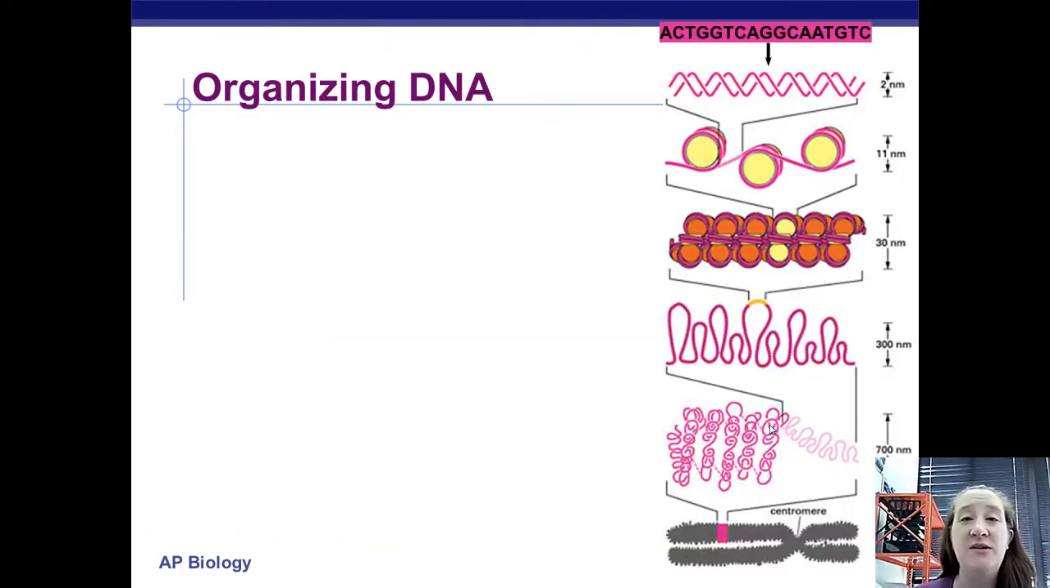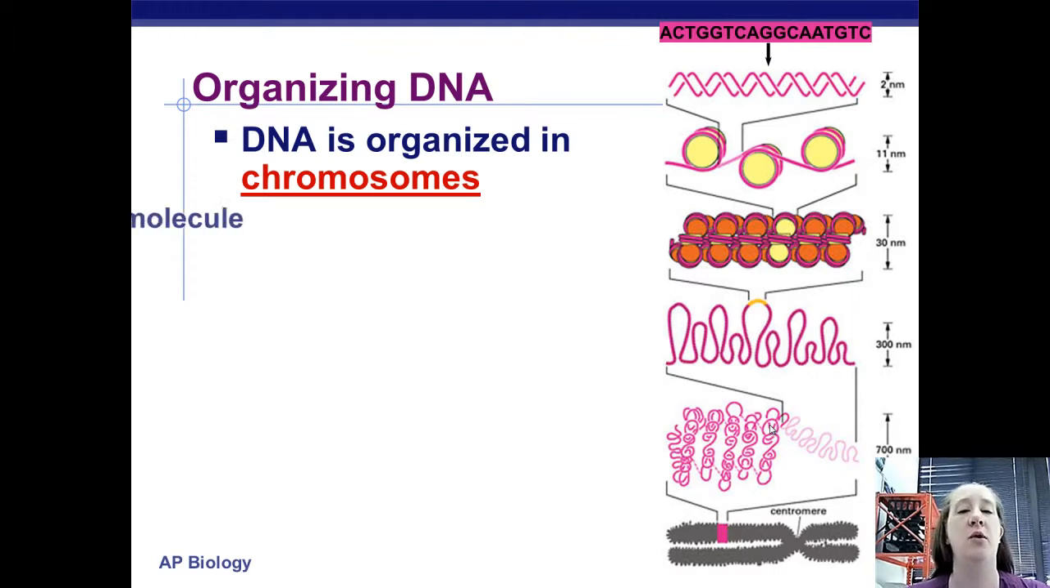All right, so how is all that DNA, because you have about 3 meters or 9 feet of DNA in each itsy bitsy little cell, organized so it all fits in? Well, it gets wound up very, very tightly. So let's talk about DNA organization.